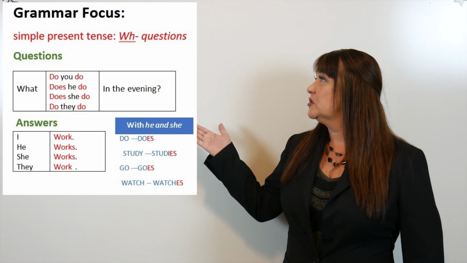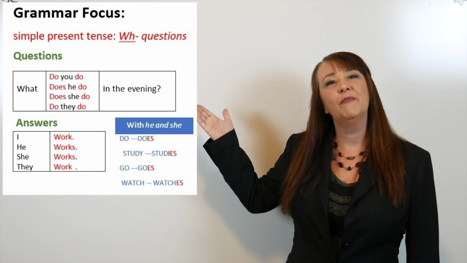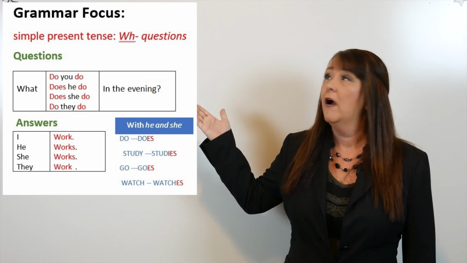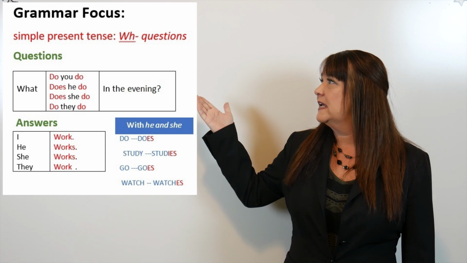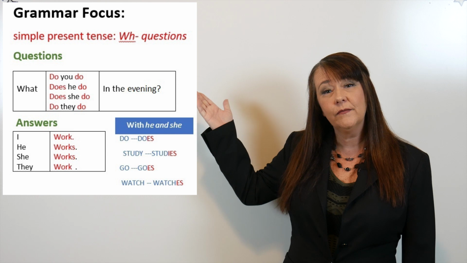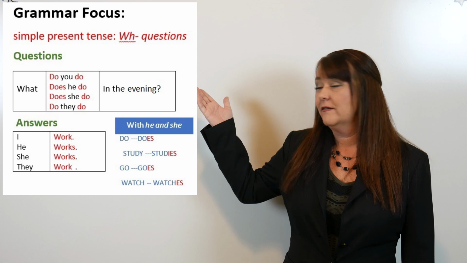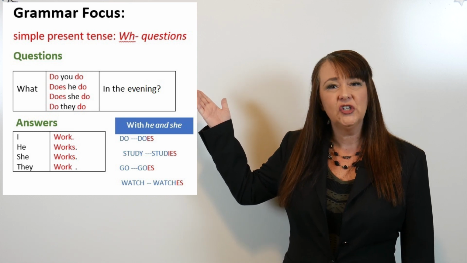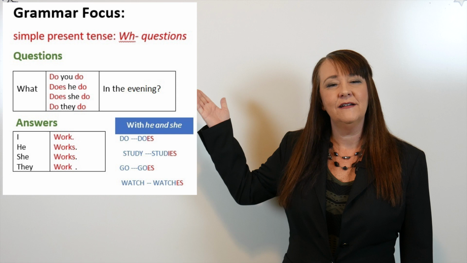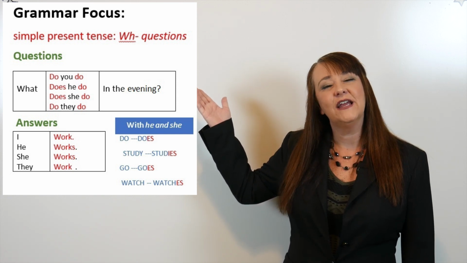Let's look at today's grammar structure. Today's grammar structure is talking about the simple present using WH questions. For example, you see, what do you do in the evening? What does he do in the evening? What does she do in the evening? What do they do in the evening?